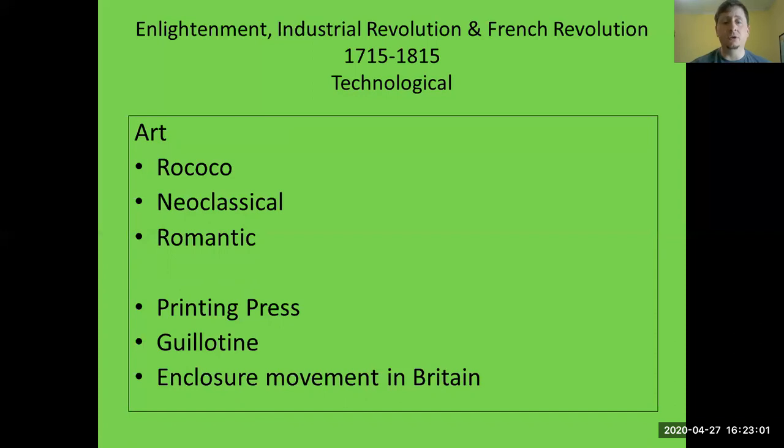And remember that the enclosure movement in Britain is this movement where the large landholders of Britain start pushing the peasants off of their land. And so instead of having strips of land that are farmed, what you have is a big open field similar to what you would see in today's agricultural areas. And that greatly improves efficiency and brings a lot more land under cultivation in Europe.